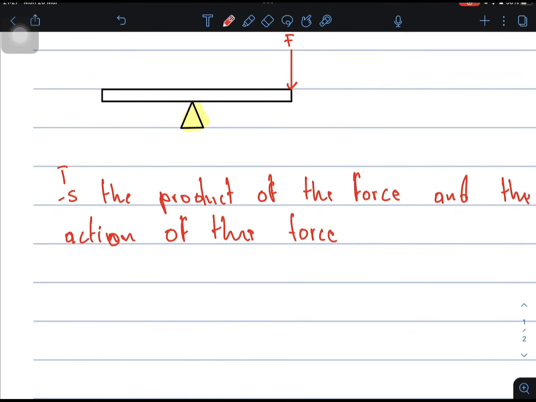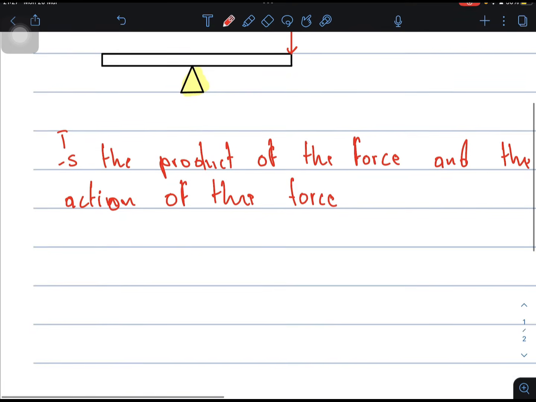So basically, when we talk about the moment of a force, we are talking of a force times the perpendicular distance. Guys, I want you, every time you are solving an equation of moments, to have this definition embedded in your mind.